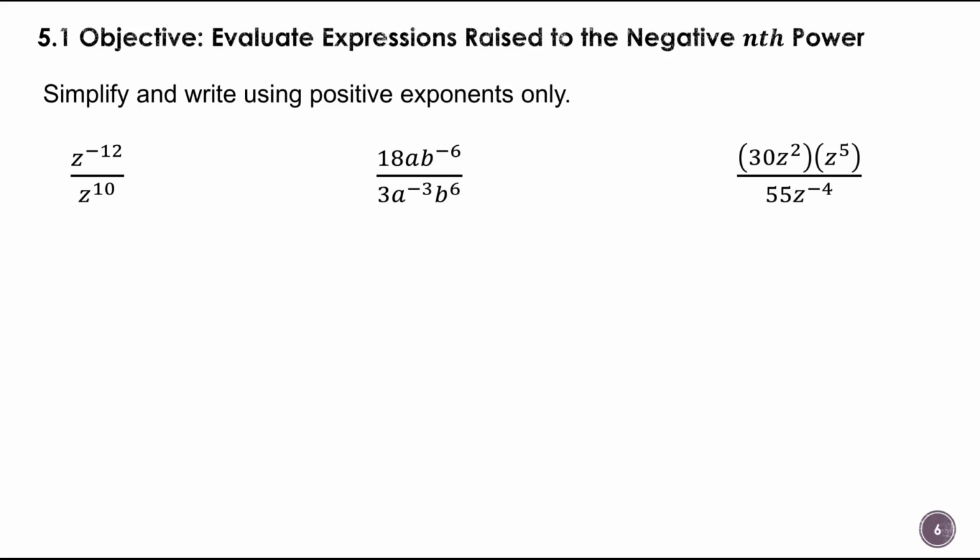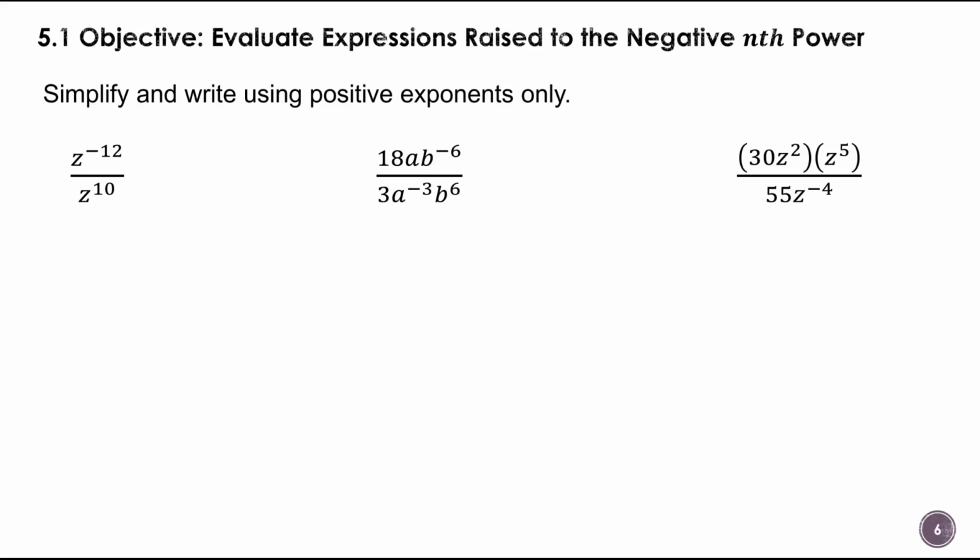Okay, so we're going to continue this lesson on rules of exponents, rules for exponents, however you want to say that. And right now we're just going to do some practice. So notice on this first example, I have z to the negative 12 over z to the 10th. We're going to combine some things because this is a quotient, meaning division, and we also have a negative exponent on here.